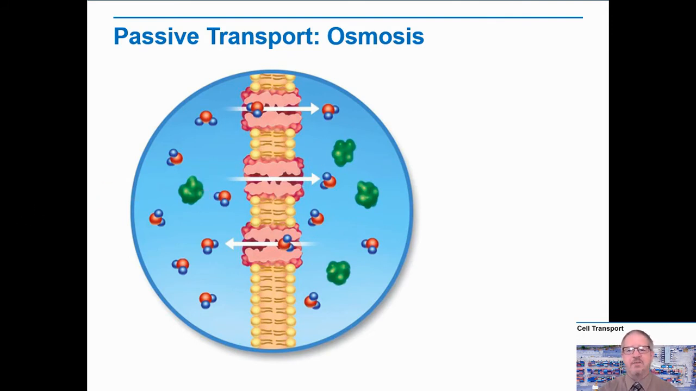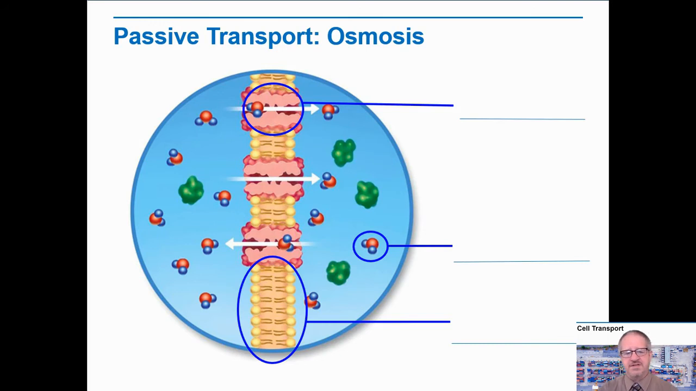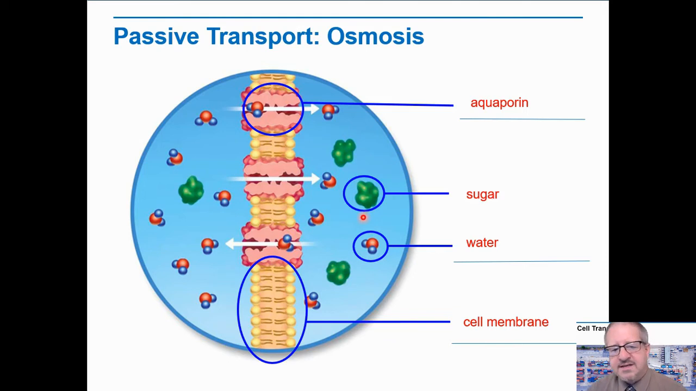So if we were to label some of the things we see in our illustration here, we have an aquaporin. We also have water molecules, which I've already pointed out. And you've also got the cell membrane where the aquaporins are embedded. And what this other green particle is in this particular case is sugar. And that's important because we're going to use sugar in our next illustration. So we're going to talk about osmosis.